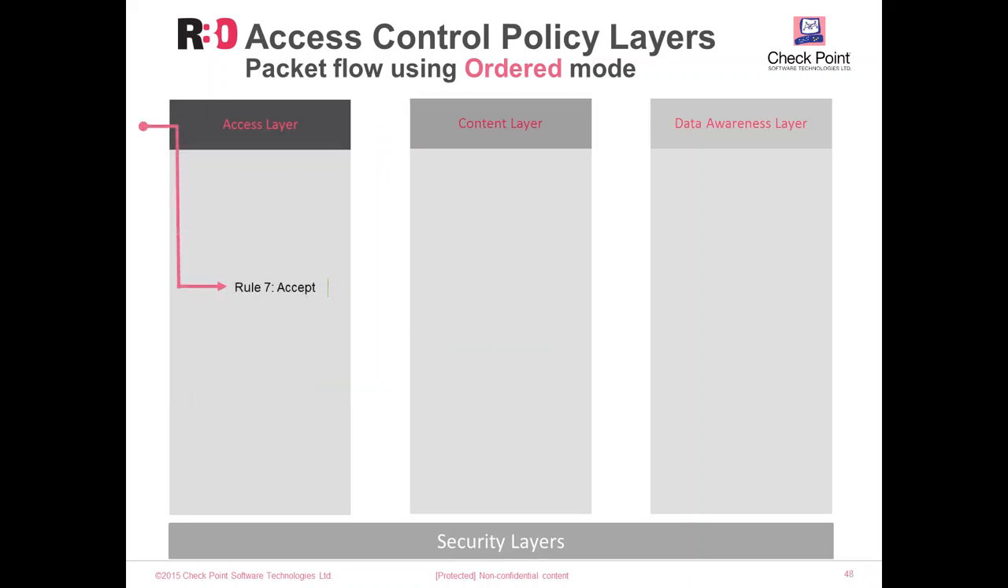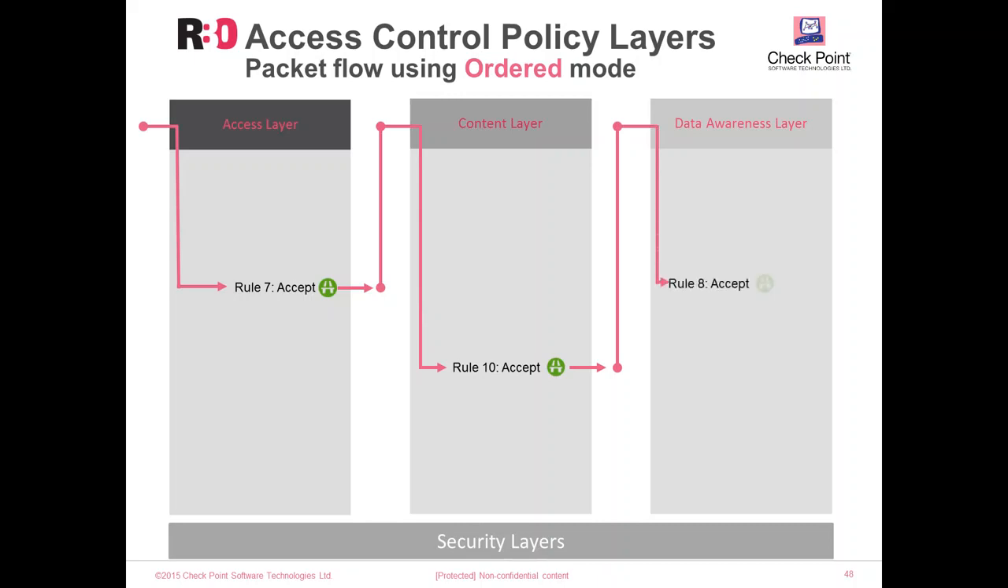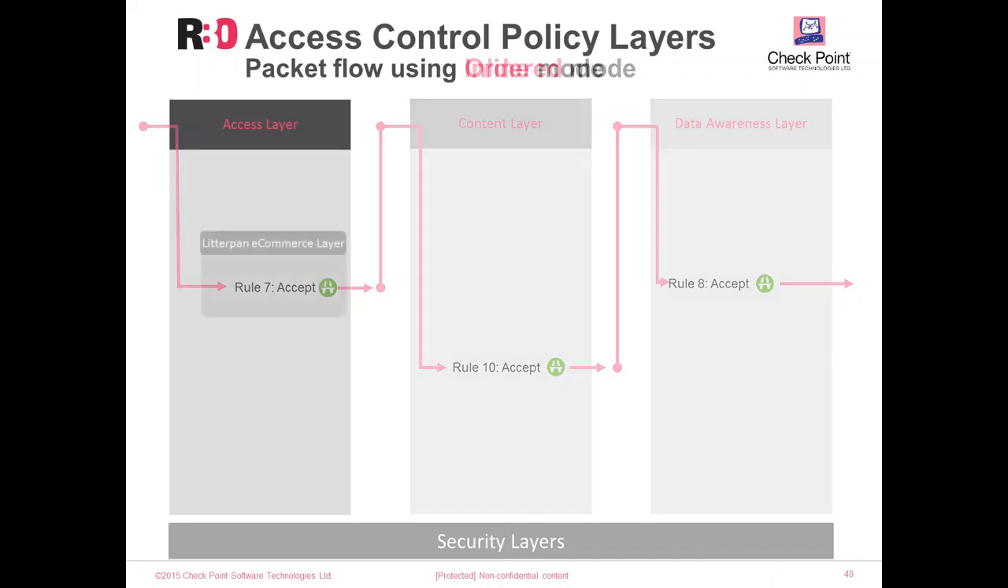In the third example, we're being accepted by rule number 7 in the access layer. We're being accepted in the next layer, the content layer, by rule number 10, and then we move forward and are inspected from top to down in the data awareness layer and accepted by rule number 8, which means that the packet is going to reach its final destination. Now, please remember that this is just a logical view of how rule-based matching is working. Behind the scenes, on the engine, on the gateway, matching is working in a much more efficient way.